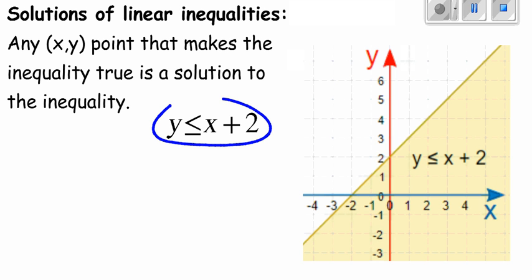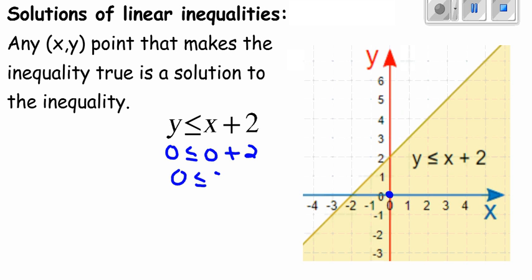So let's pick a couple of random points. The easiest one to pick is always 0, 0. So I'm going to pick 0, 0 right here. That means I'm going to plug in 0 for y and 0 for x. Is 0 less than or equal to 2? Yes, that's true. Okay, so that point checks out.